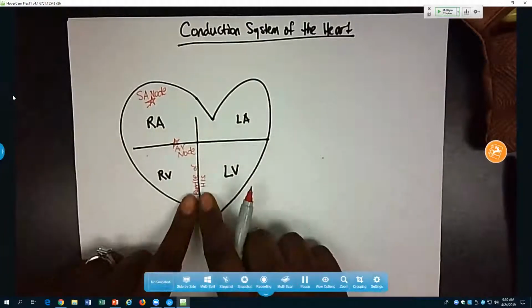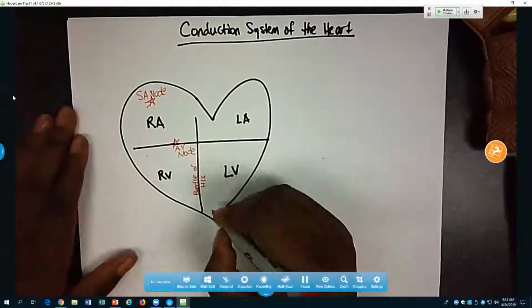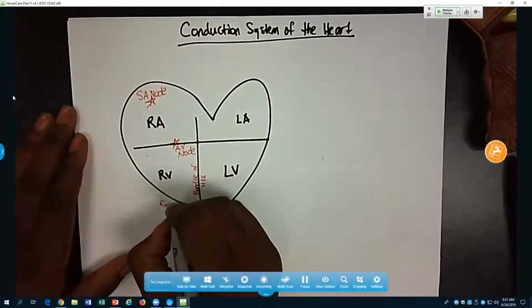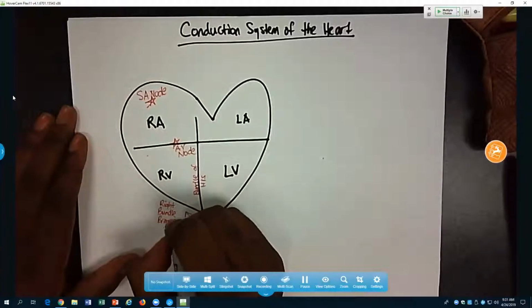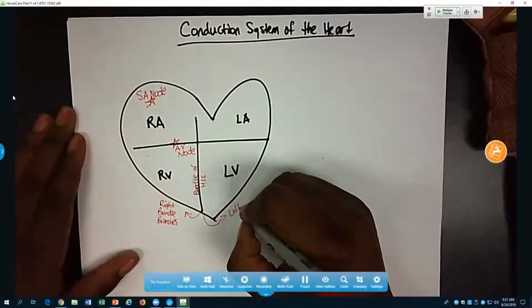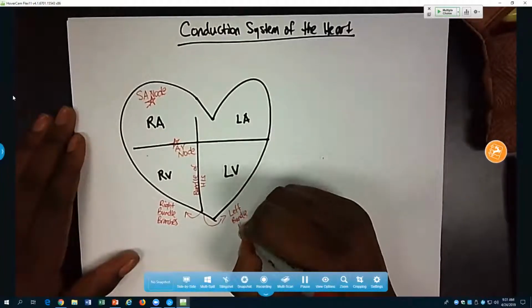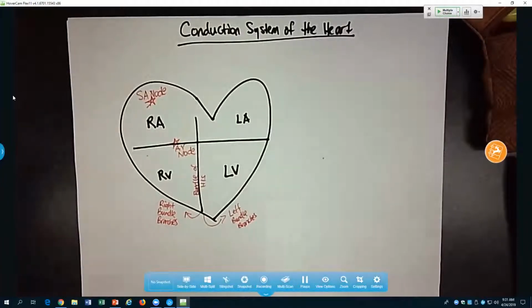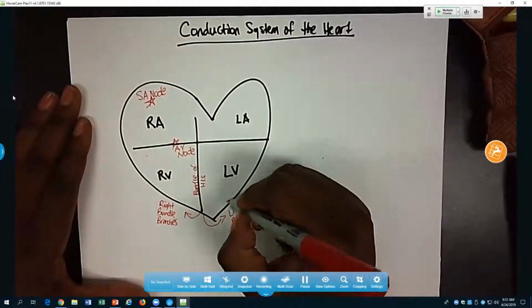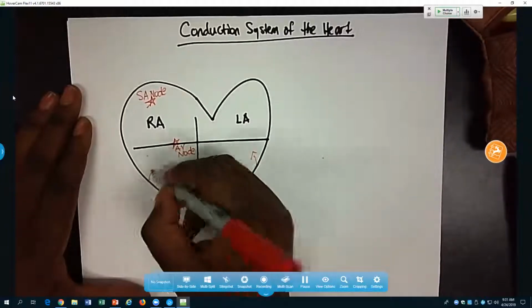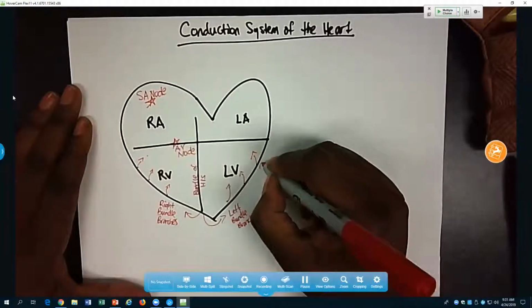And then we have the bundle of His dividing into right bundle branches. So we have right bundle branches here. And then we have this also splitting into left bundle branches. And then finally, the last fiber that we mentioned were the Purkinje fibers. The Purkinje fibers are in the ventricles themselves, or the wall of the ventricles. So these are our Purkinje fibers.